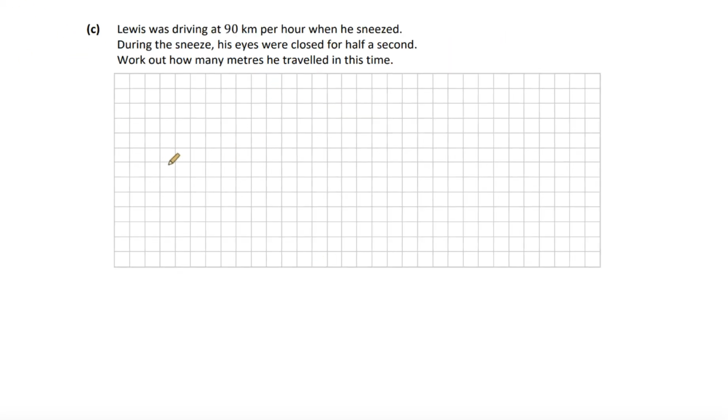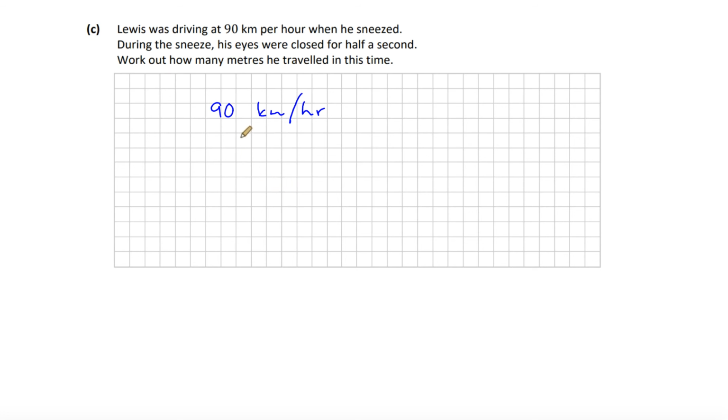Okay, and part C says Lewis was driving at 90 kilometers per hour when he sneezed. During the sneeze, his eyes were closed for half a second. Work out how many meters he traveled in this time. So we have 90 kilometers per hour, and we want to find out how many meters he traveled in half a second. So if we change this speed here to meters per second, then we can find out what he traveled in half a second. So how do we convert 90 kilometers per hour into meters per second?